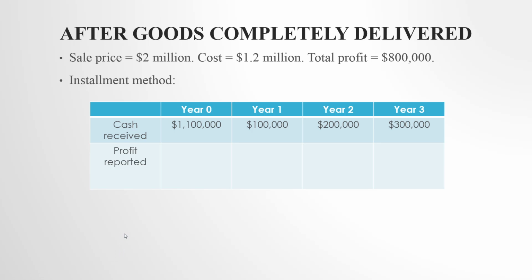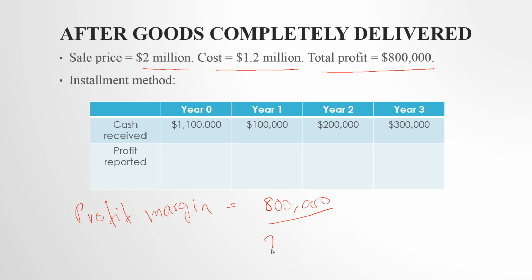Let's start by looking at the installment method. Now, the important information here is the sale price is $2 million, the cost is $1.2 million, and the total profit is $800,000. The profit margin on this transaction is total profit, which is $800,000, divided by the sale price, which is $2 million. Now that works out to 40%.